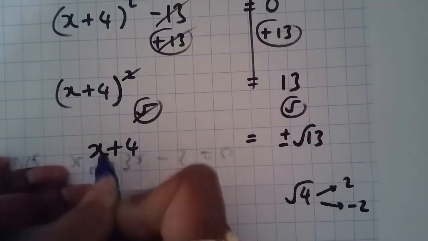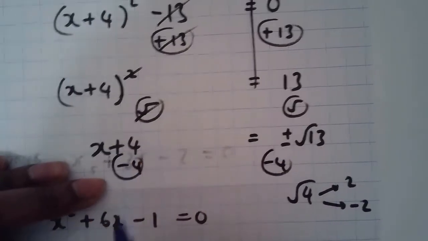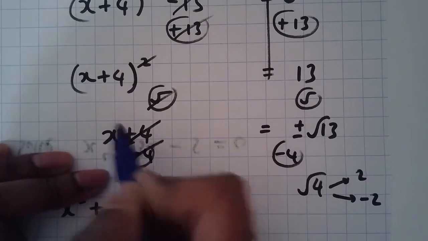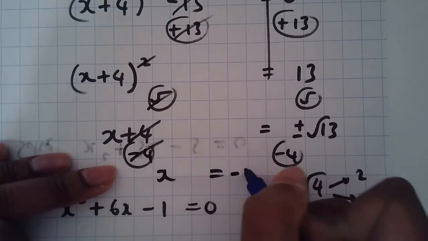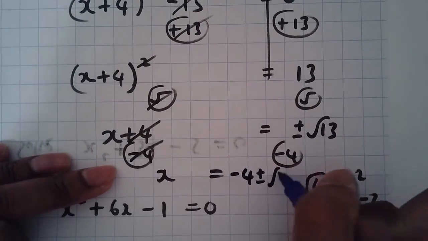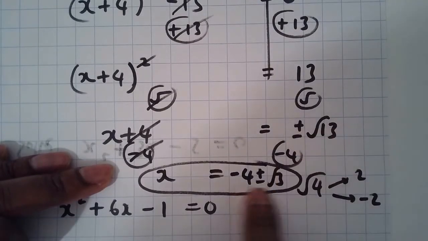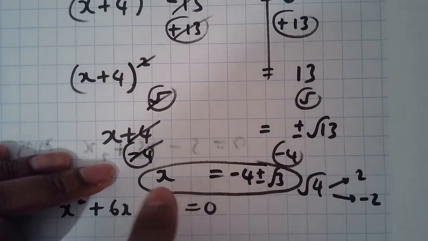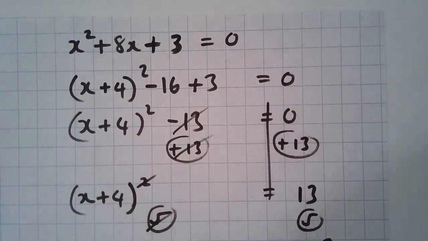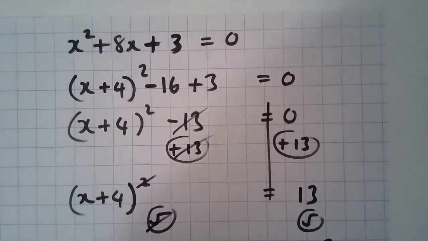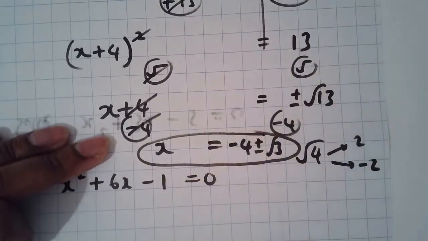Right now, to get x on its own, you subtract 4. What have you done this side? Do it on the other side. 4 take away 4, they knock each other out. You're left with x, what we wanted, is equal to minus 4 plus and minus square root of 13. That is the answer. Minus 4 plus and minus square root of 13 is right here. Right, those are the two answers, two values of x. We have solved the quadratic equation using completing the square. I could have used the quadratic formula if I wanted to, but I would have ended with the same kind of answer.